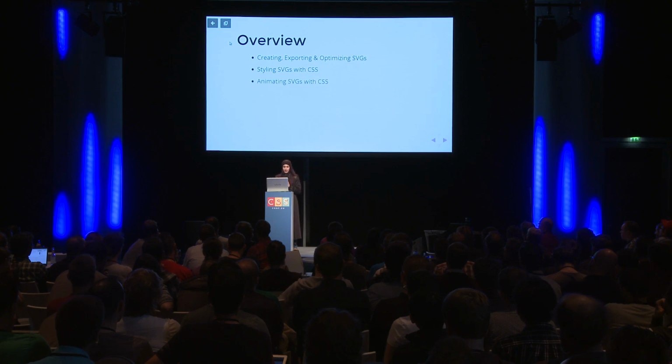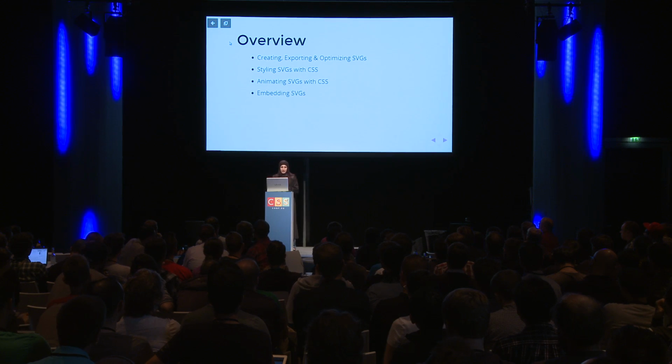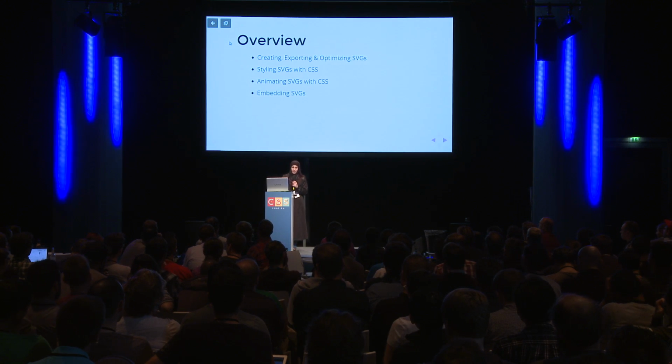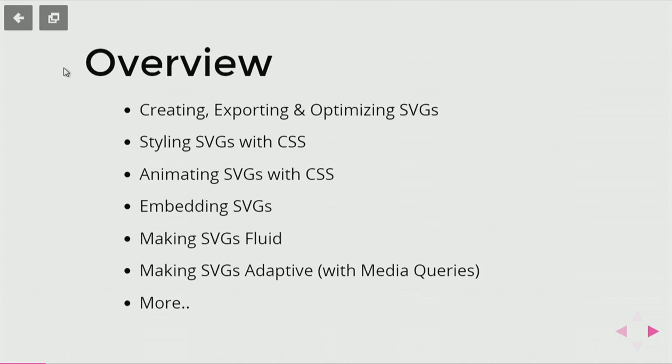So I'm going to be talking about creating, exporting, and optimizing SVGs, styling them with CSS, then animating them using CSS animations, then the different techniques for embedding SVGs, pros and cons of each, then making SVGs fluid with CSS. There are certain hacks and fixes that you have to use to make it work. Then using CSS media queries, if we're talking about responsive design, we have to mention media queries, how to make SVGs adaptive, and just a little bit more at the end.